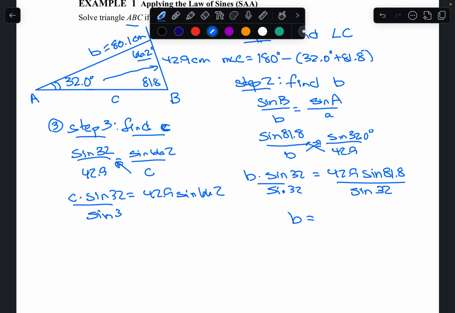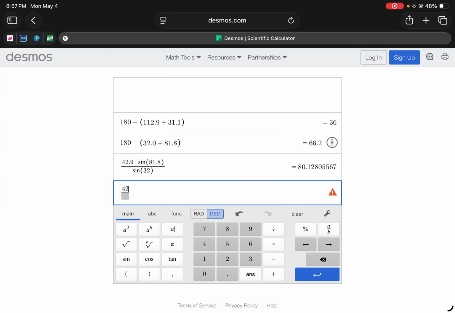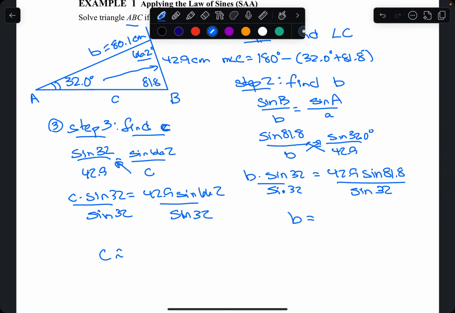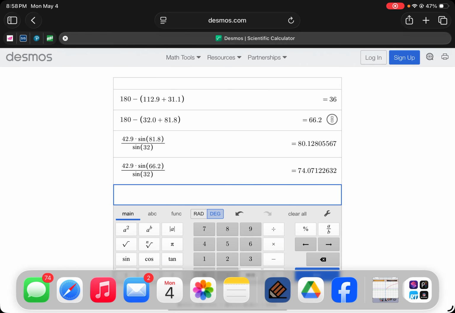We'll divide by the sine of 32 on both sides. So I'll go division, 42.9 times the sine of 66.2, close that parenthesis, sine 32. Looks a little big, so I noticed I lost a decimal point here, 42.9, making that 74.1.